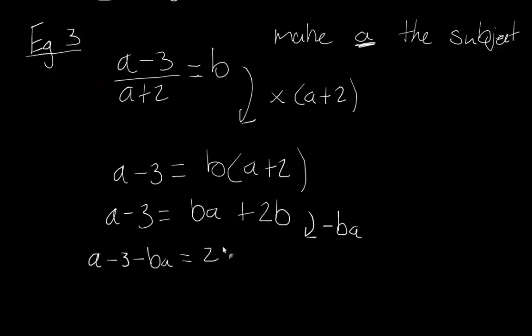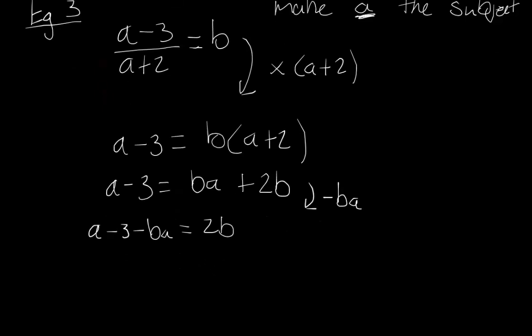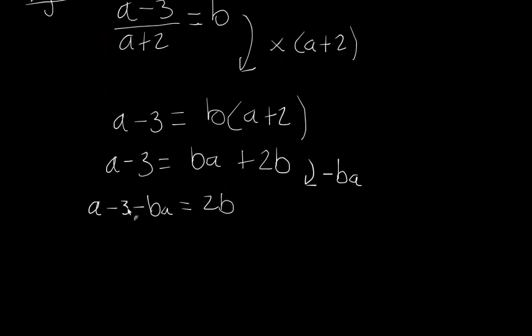equals 2b. And then after that, well, I don't really want this 3 here because that hasn't got any a's with it. So I'm going to add 3. So that'll give me a minus b, a equals 2b plus 3. Just moving the minus 3 to that side.